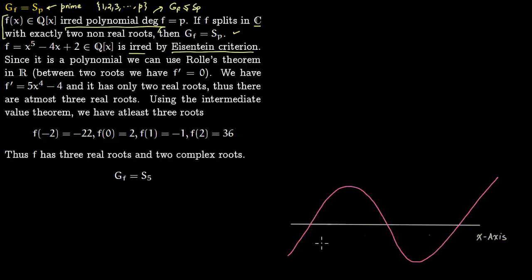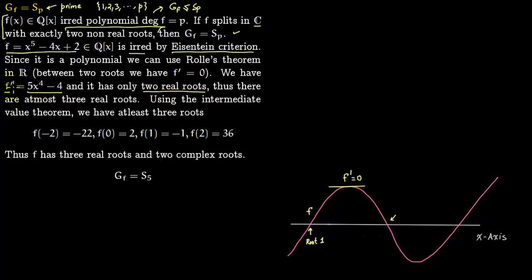So this is our x-axis, this is the graph of our polynomial, say, and between two roots, say this is root 1 and then you have another root here, root 2, you will have a derivative which will vanish. So if this is the graph of f, you will have f prime equal to 0. So this is all Rolle's theorem is. You take the derivative of this polynomial, you immediately get 5x^4 minus 4. So you can see that this has only two real roots.